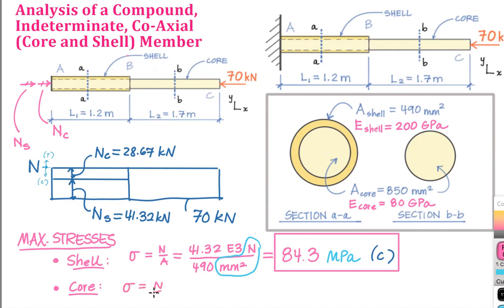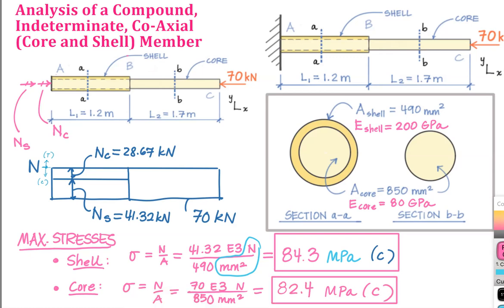Stress equals N over A. Now I want my 70 E3 newtons divided by 850 millimeters squared. Again, we'll have those megapascals. It will be a compressive stress because it's a compressive force. And as we divide that through, we'll get 82.4 megapascals, just like that. All right, that's the answer to part B. We figured out our worst case stresses in the system.